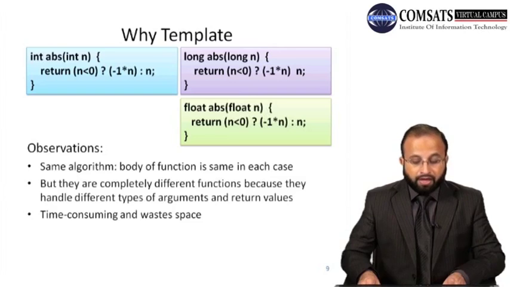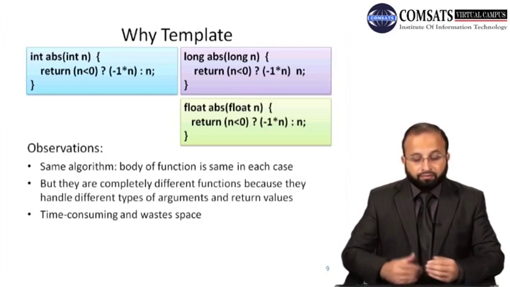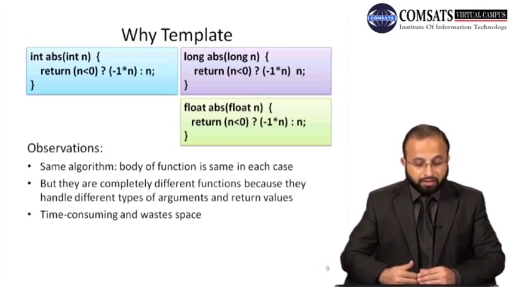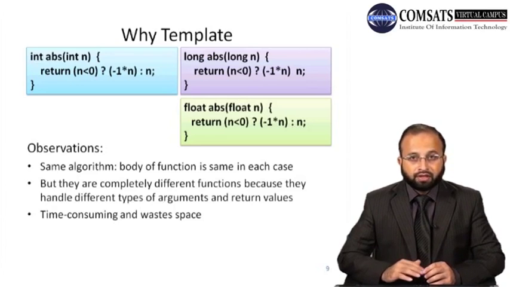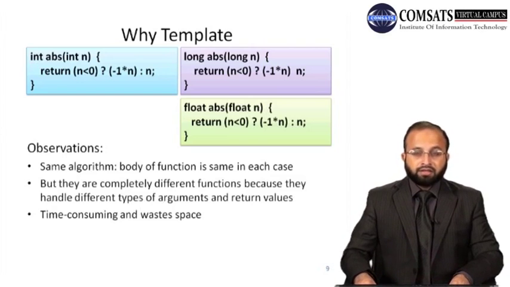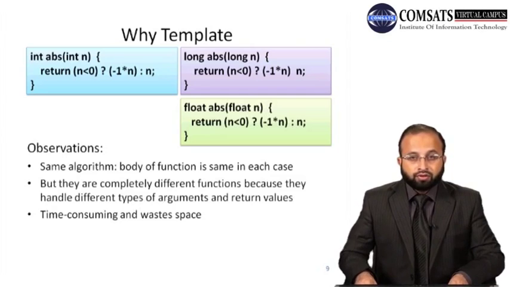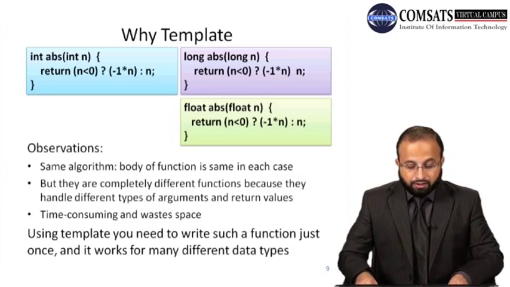So it is time consuming and it wastes space as well. ठीक है, so आपके फाइल जो सोर्स फाइल है उसके साइज को बड़ा कर देगा, and it is time consuming to write that function 5 times or even more. So if you just have a different definition for each of the data types, it takes some time and wastes space in terms of the source code file. ठीक है. So using template, you need to write such a function just once, and it works for many different data types.